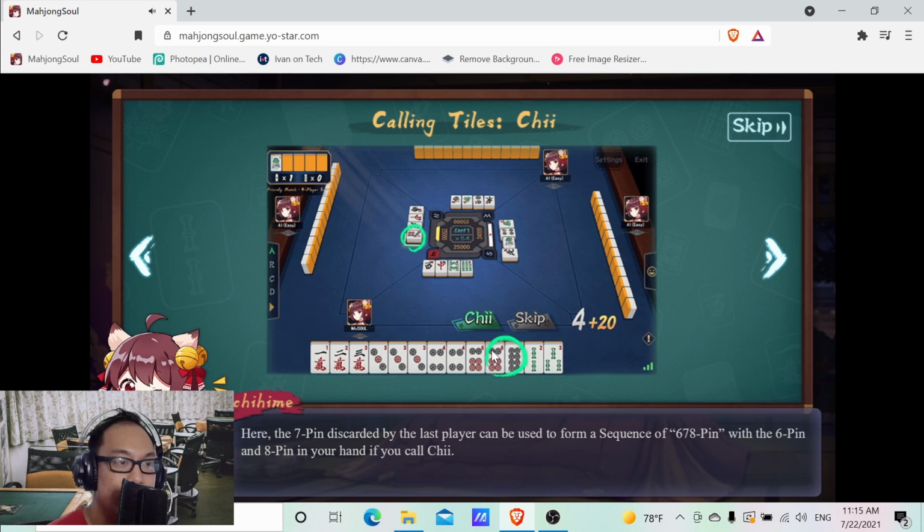So basically, Chi is a sequence. We have a 7 here, and it's 6 and 8. So if you really wanted to get that tile to make a Chi, or a sequence, you can.